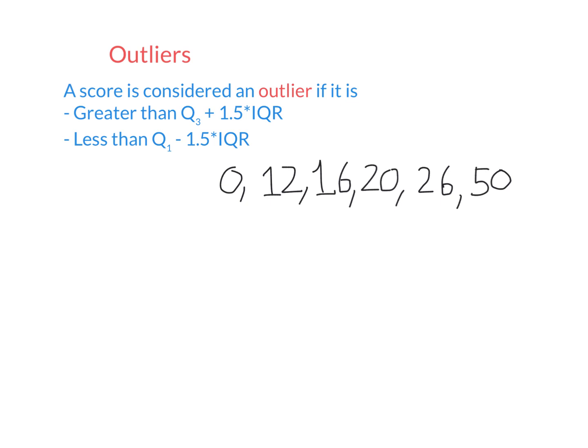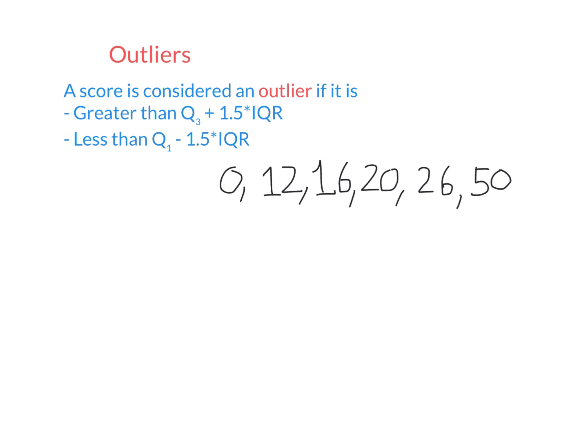But now we're going to use a rule that is commonly used in statistics to determine whether or not something is an outlier. So this gives us a black and white definition. So we're going to consider a score an outlier if it's either greater than Q3 plus 1.5 times the interquartile range, or less than Q1 minus 1.5 times the interquartile range. So in this set of data, it might be tempting to say, oh yeah, 0 and 50, yeah, they look like outliers. But let's apply this rule and see if in fact they satisfy the definition.